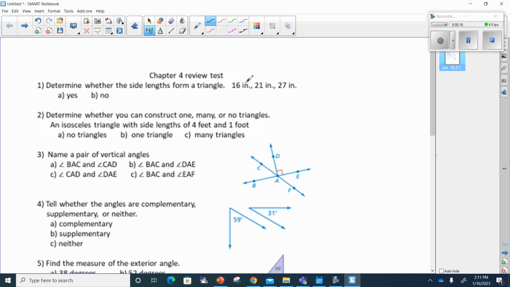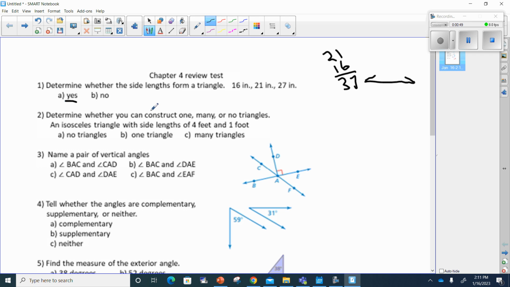We know the rule is the two smaller sides have to add up to bigger than the third side. So when I take 21 and 16, that gives me 37. 37 is bigger than 27. So I'm going to go with yes. It will form a triangle. And the reason for that is, remember, if you have legs that are too small, if these two don't add up to bigger than this third one, they'll never connect to each other.